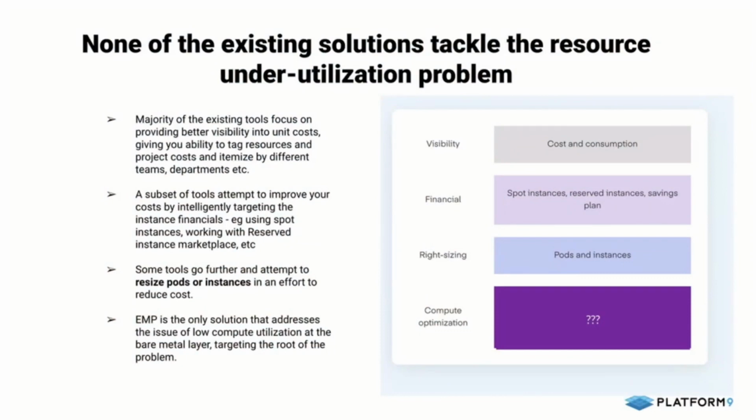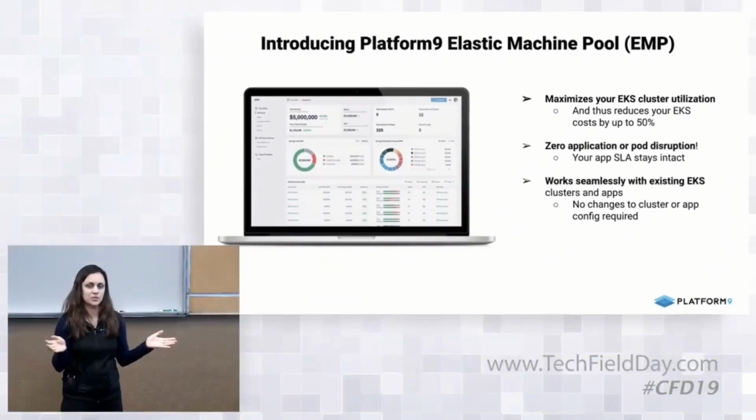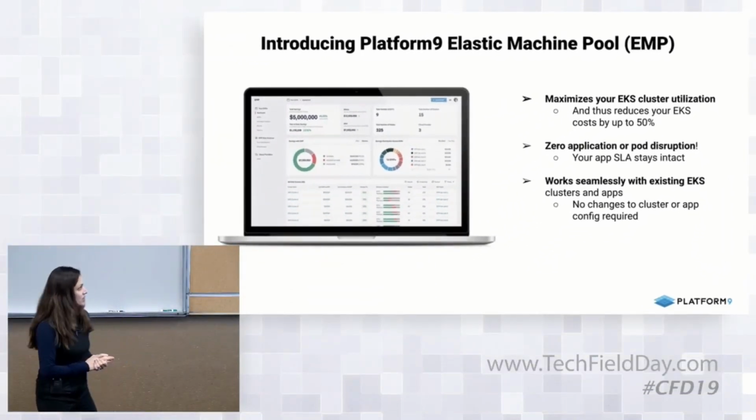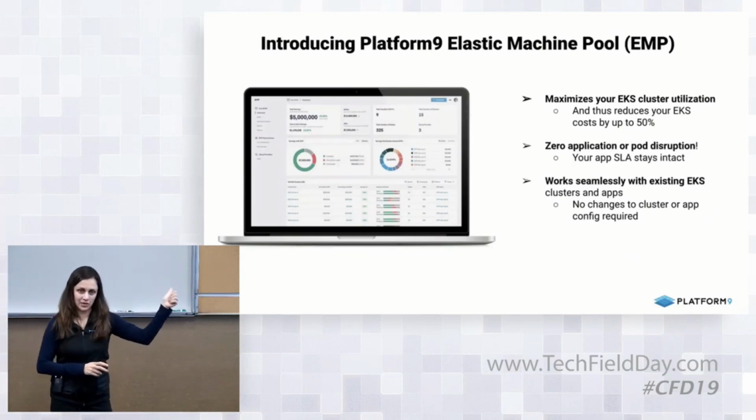And so, drum roll, that's basically what we do, or try to do, with EMP. EMP is a new offering. It is focused today specifically on Amazon and on EKS. However, the technology, as you would understand, is nothing specific to Amazon or EKS, and in future we plan on expanding it to other clouds. But today, what EMP does is it allows you to maximize your EKS cluster utilization.